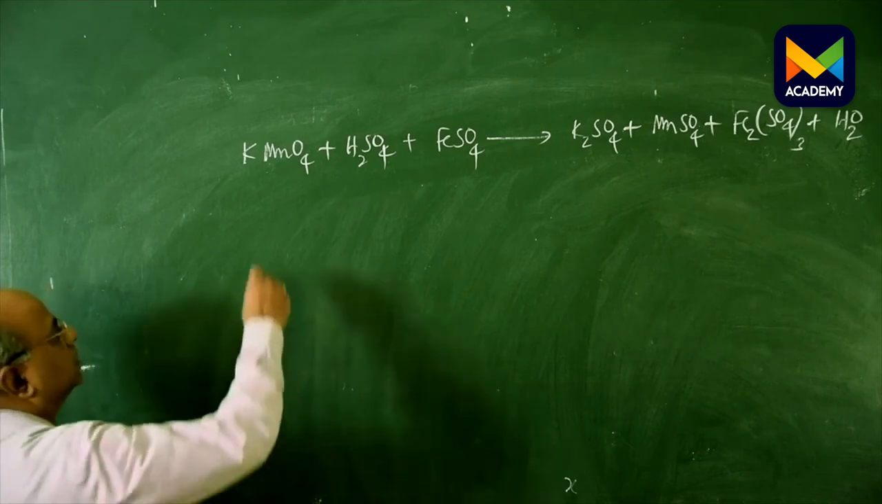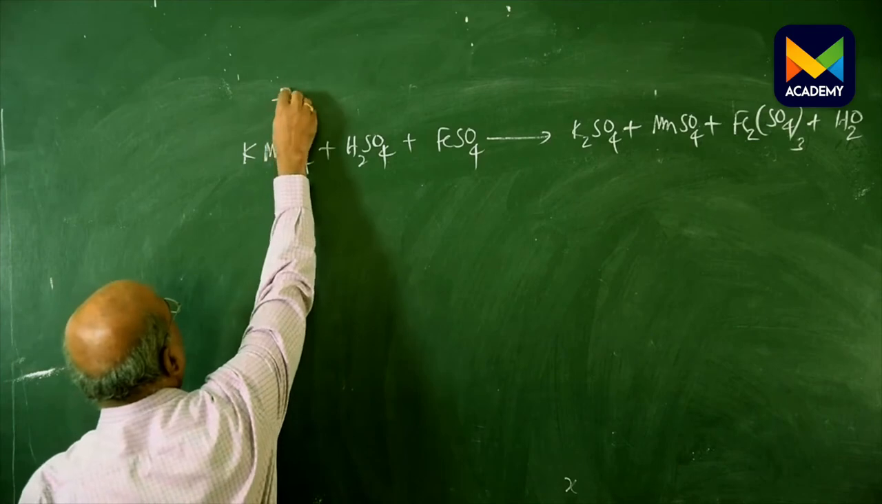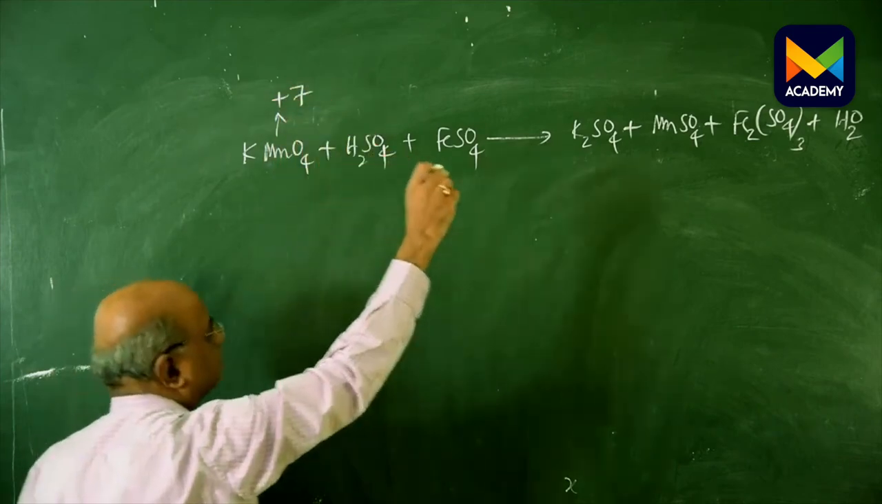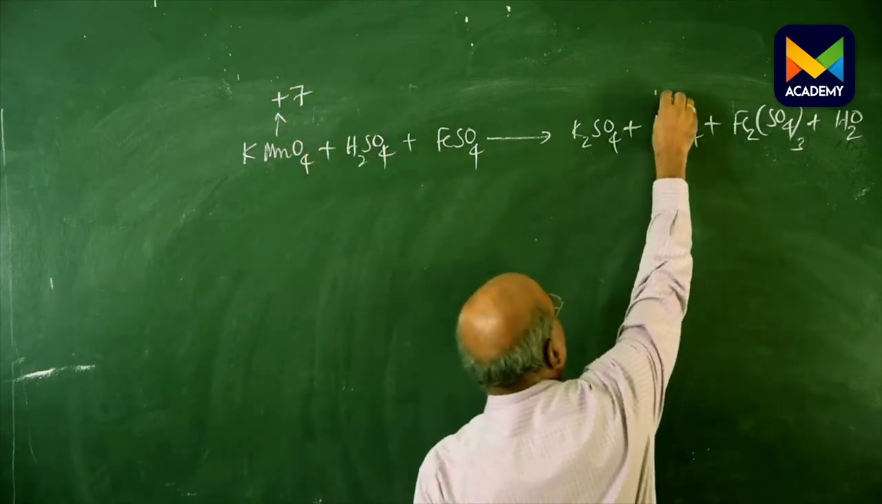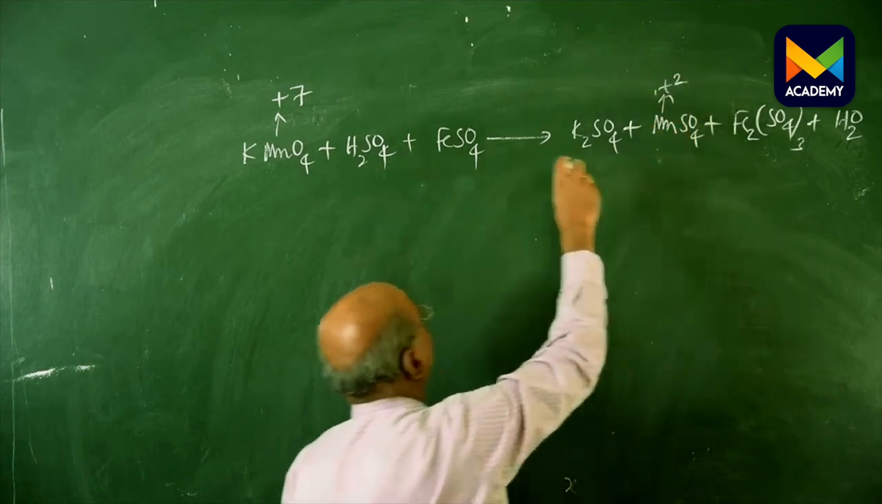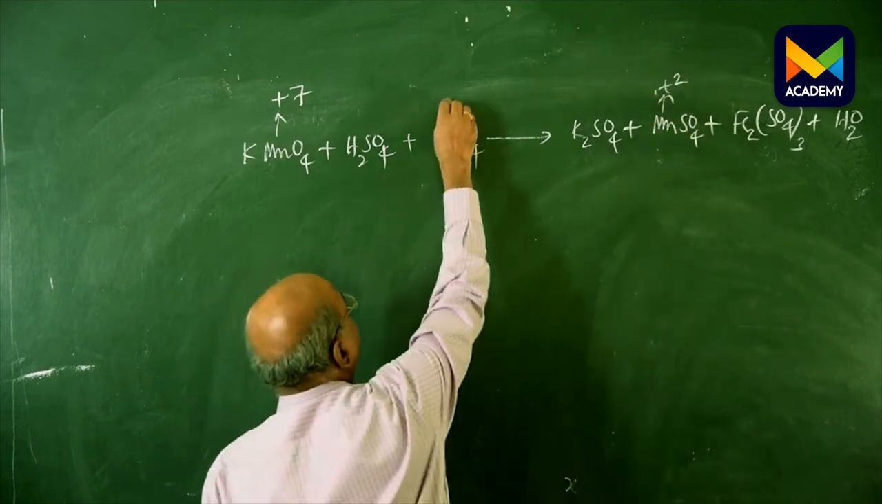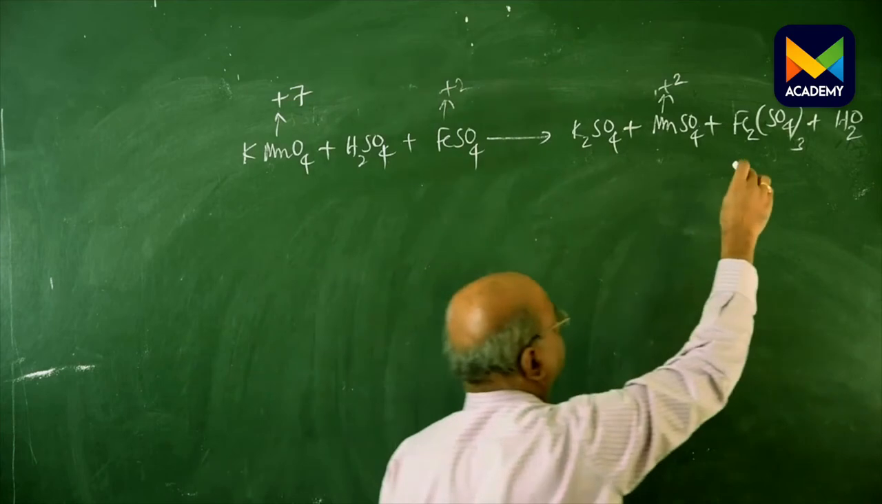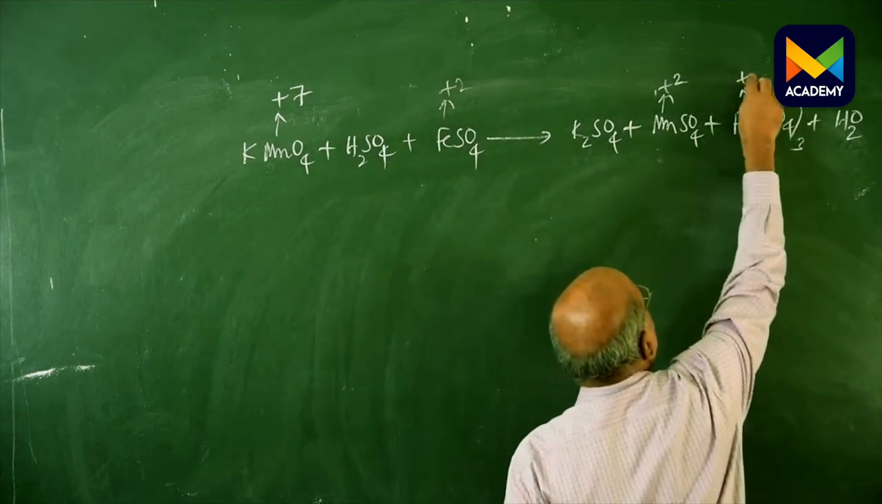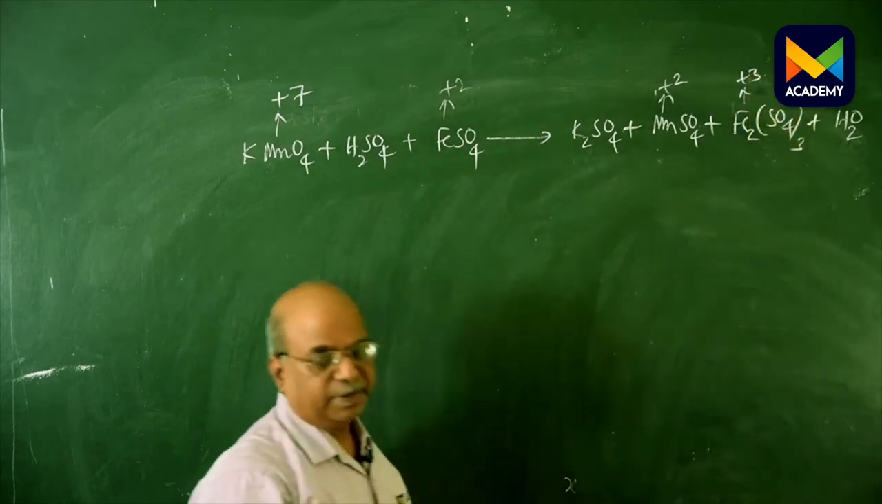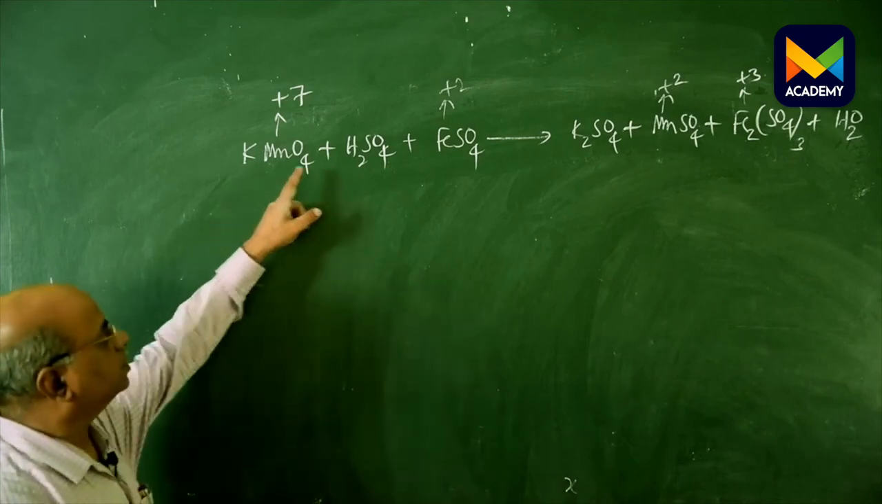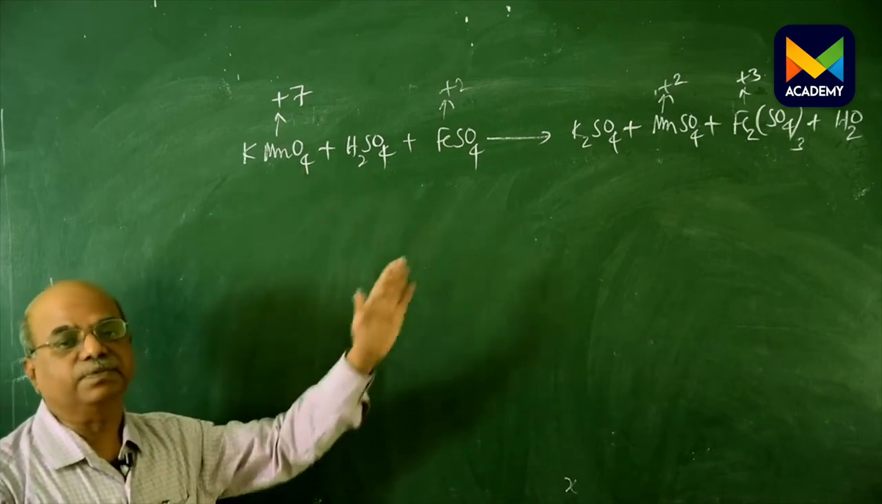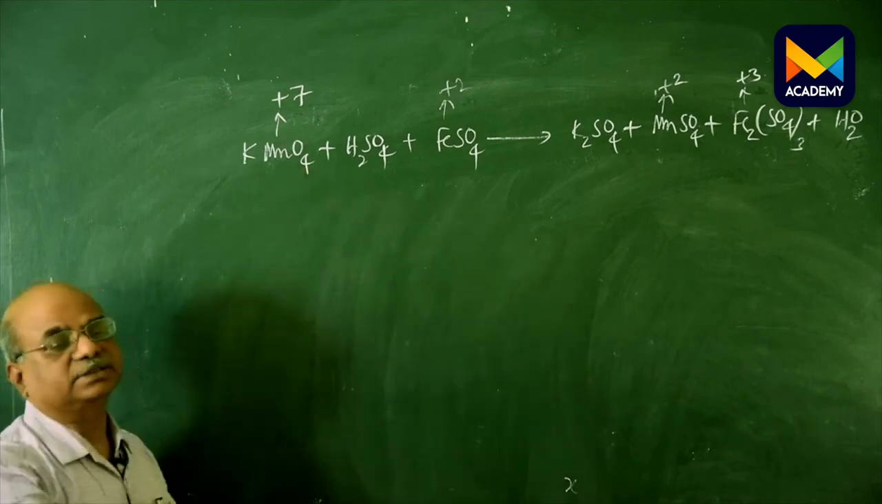So let us see the change in oxidation state here. For manganese it is plus 7 here and manganese is plus 2. Iron is plus 2 and iron is plus 3. And one point we should remember here: the number of atoms changing oxidation state in the reactant side is important, not in the product side.